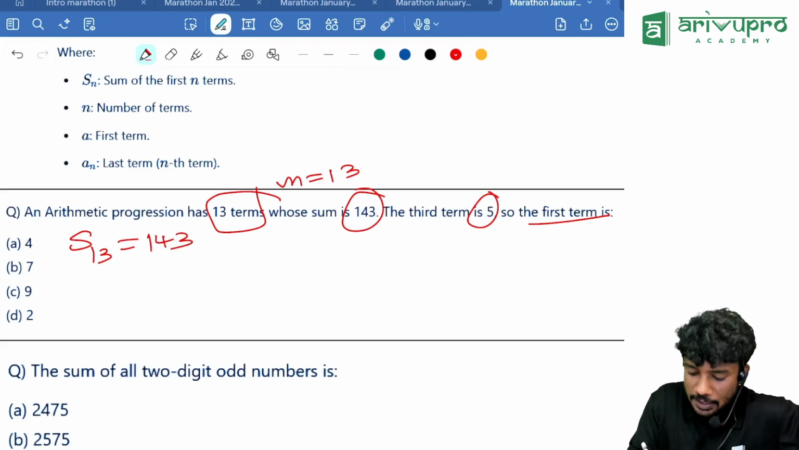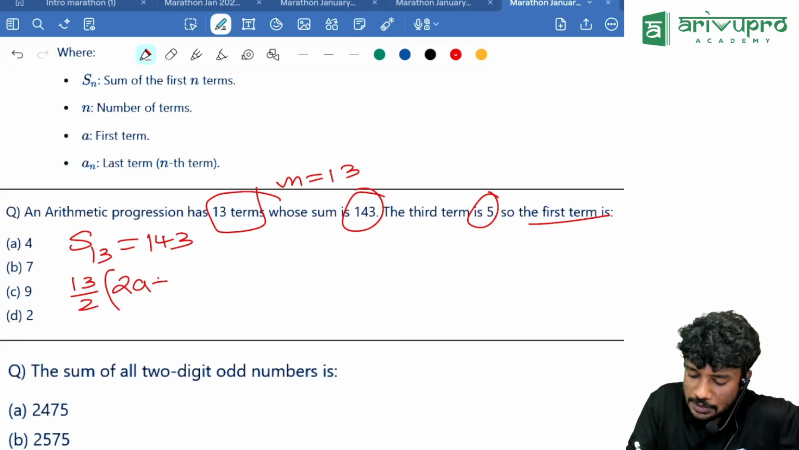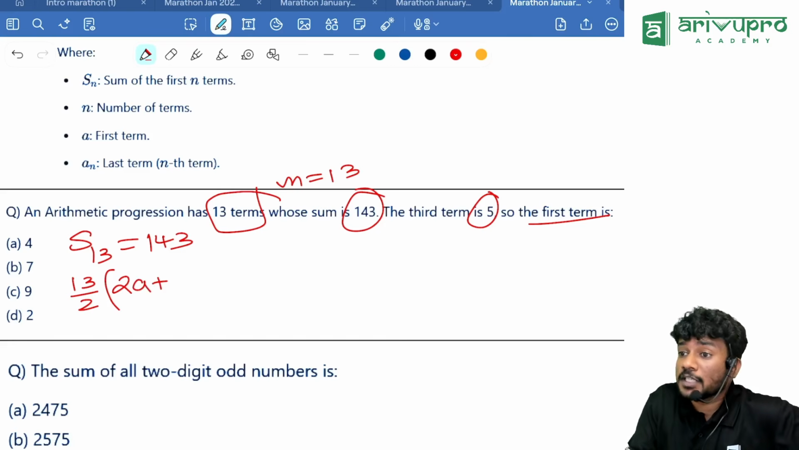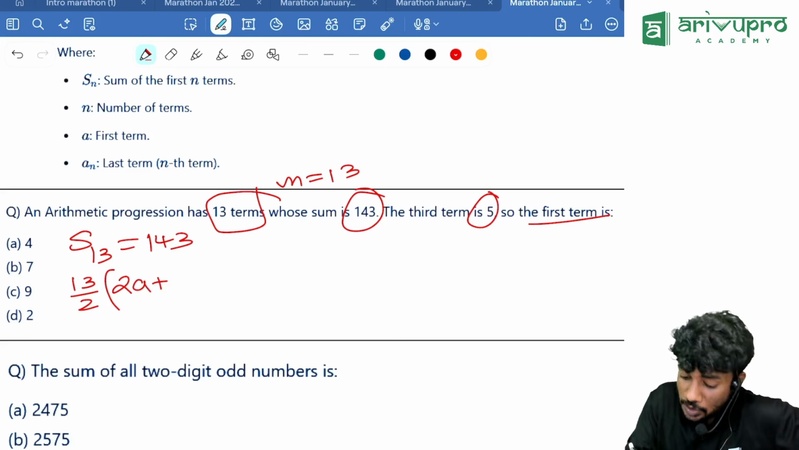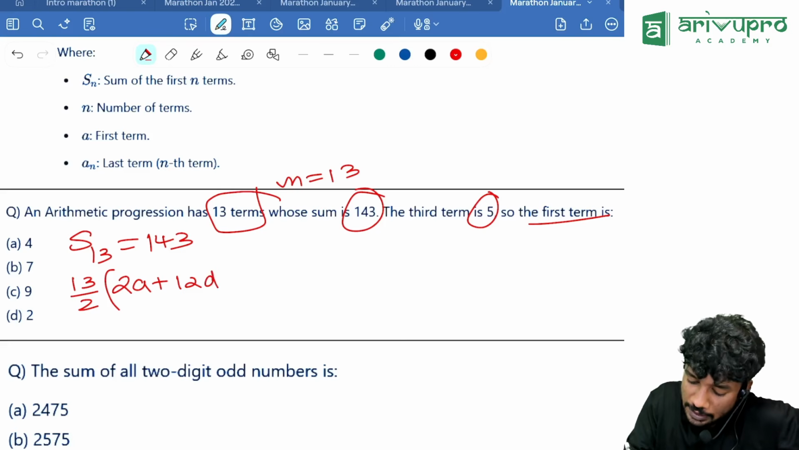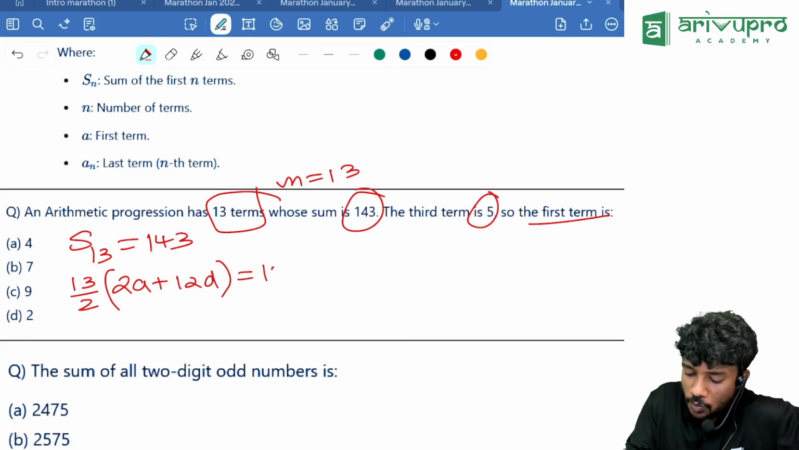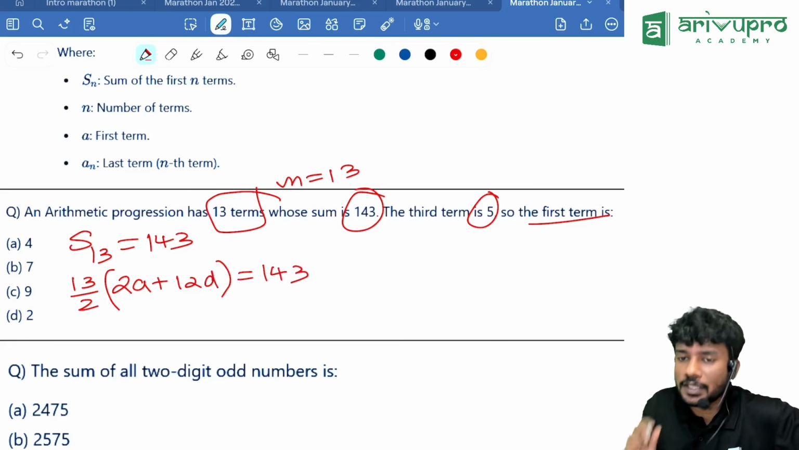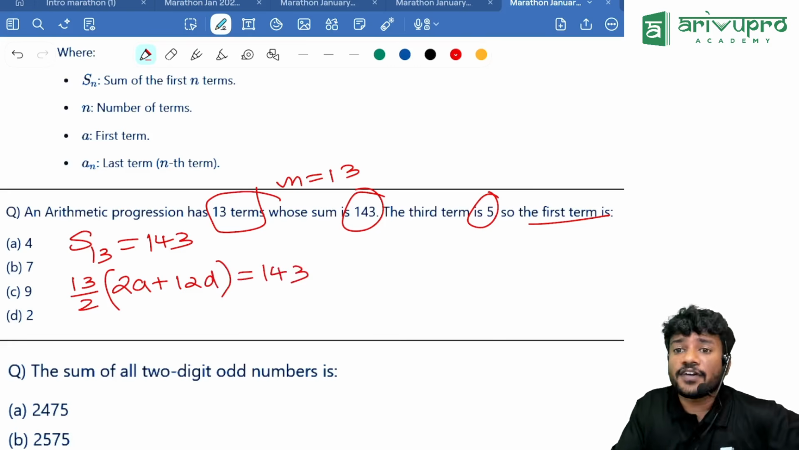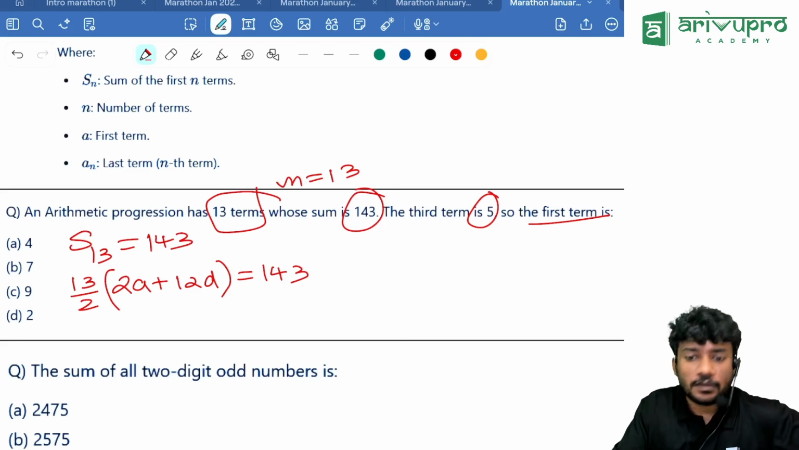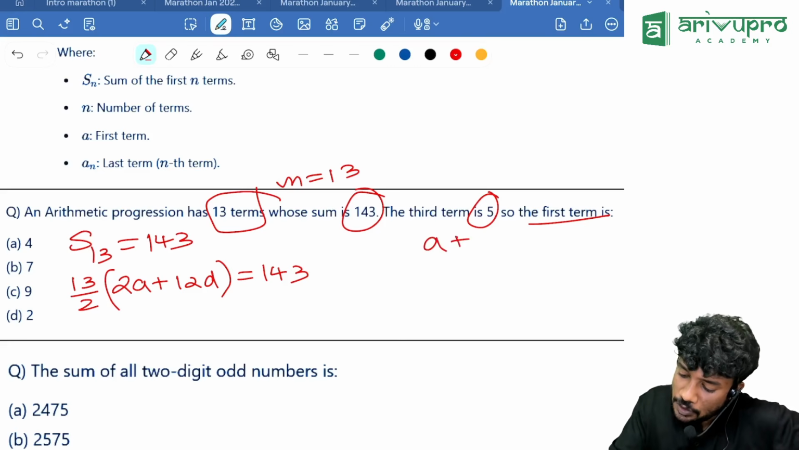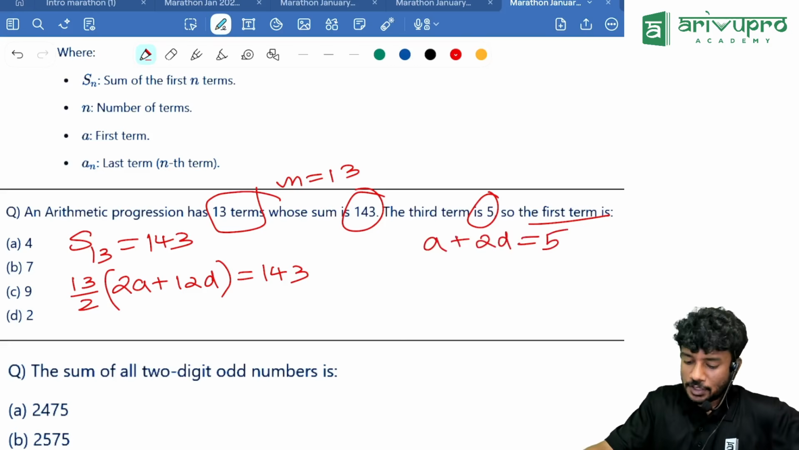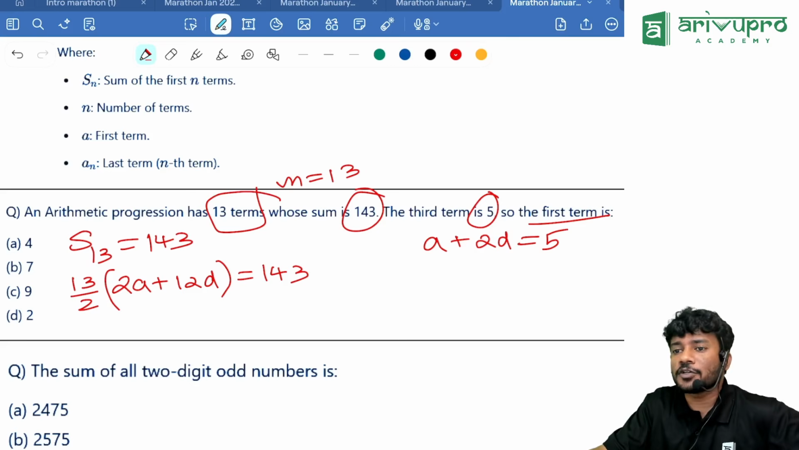What is the formula for S13? n by 2, that is 13 by 2 into 2a plus n minus 1, that means 13 minus 1, that is 12 into d, which is equal to 143. Let it be there. The third term is 5. What do you mean by third term is 5? a plus 2d is equal to 5. We have this much, correct? What are we going to do next?